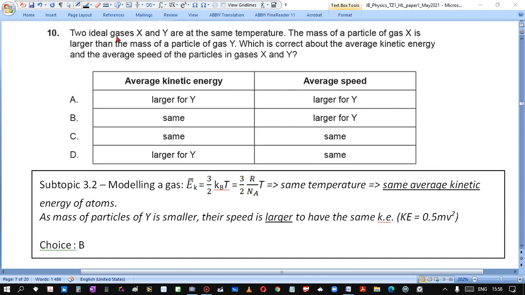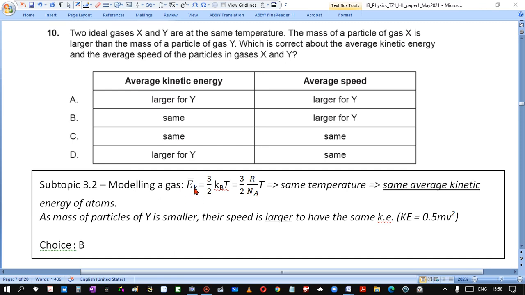Question 10. Two ideal gases X and Y are at the same temperature. The mass of a particle of gas X is larger than the mass of a particle of gas Y. Which is correct about the average kinetic energy and average speed of the particles in the gases X and Y? Subtopic 3.2 booklet, modeling a gas.